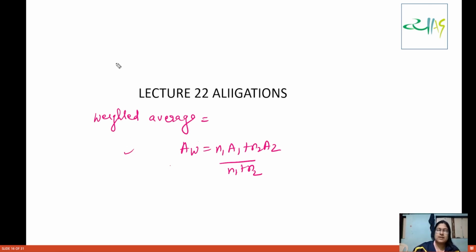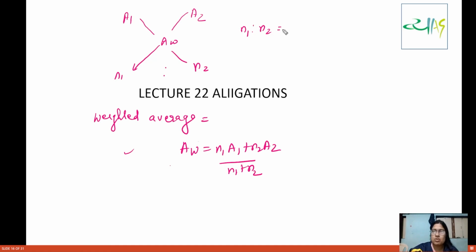How to find weighted average? We would place AW in the middle, A1 here, A2 here, and we will write n1 here and n2 here, and the ratio n1 is to n2 is equal to A2 minus AW is to AW minus A1. This is our cross mix method, and one method we practiced was the line method.